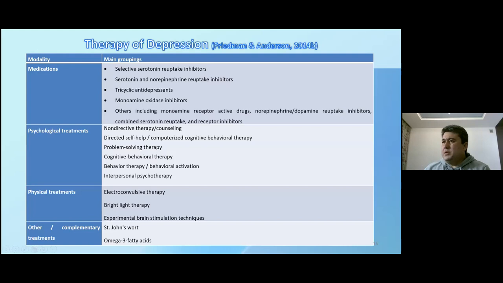So we come to therapy of depression, and as you can see here on this slide, there are four modalities in the therapy of depression. Four big modalities: medications, psychological treatments, physical treatments, and other complementary treatments. So I will talk further in detail about every one of these modalities.